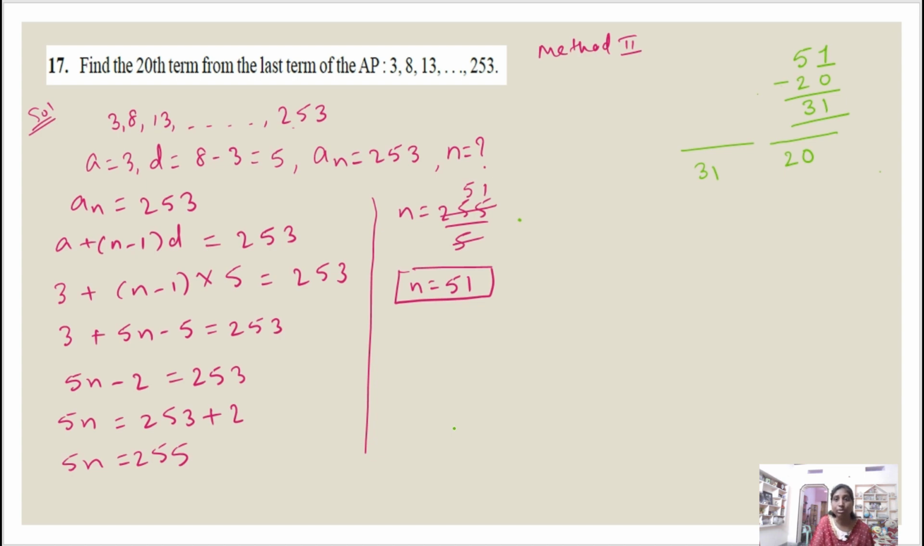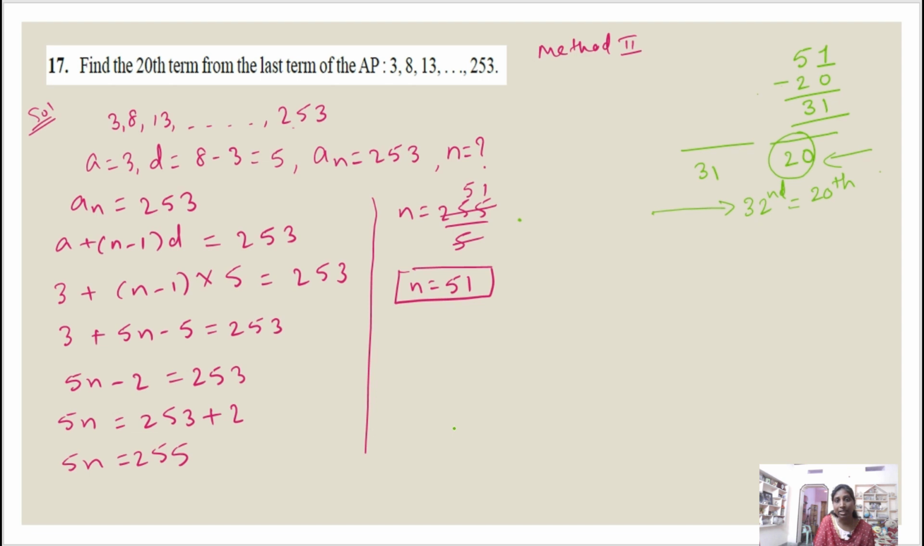But we have to find out the 20th term from the last. From the last, the 20th term means what? It means 31st from the beginning, and then the 32nd term after this. The 20th term from the last is equal to the 32nd term from the beginning. Both are the same. Okay, so we have to find out the 32nd term from the beginning.